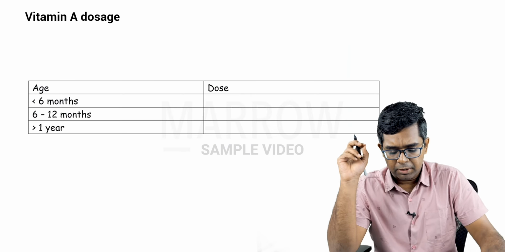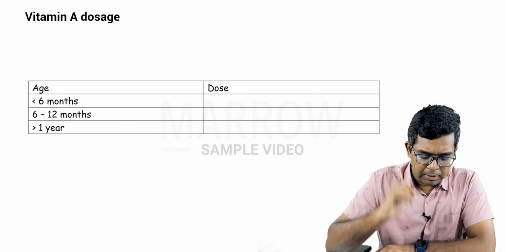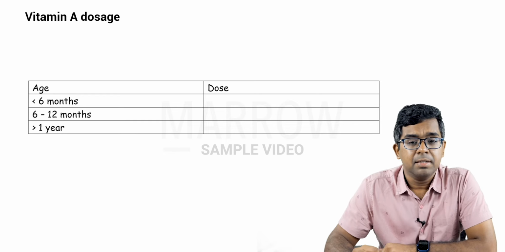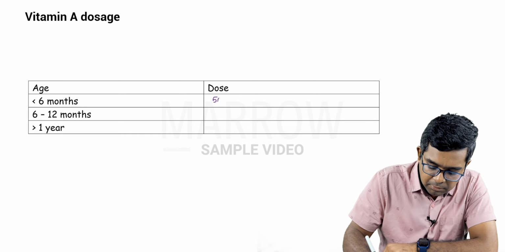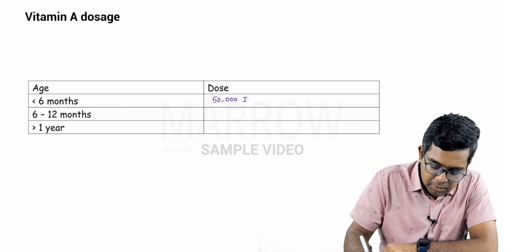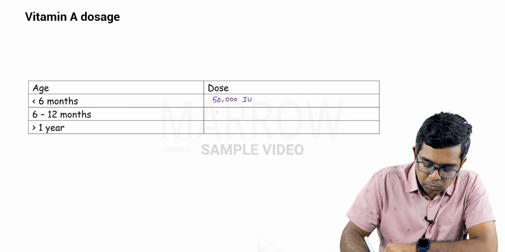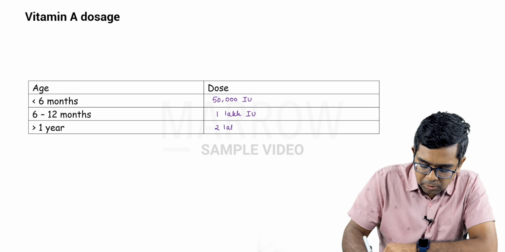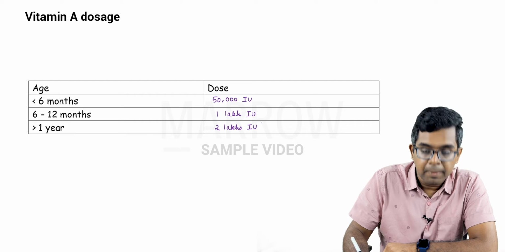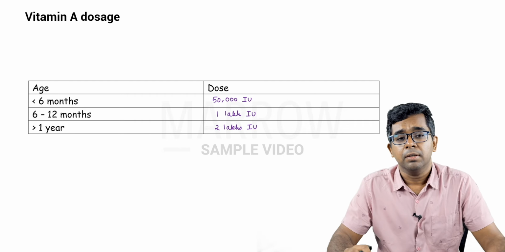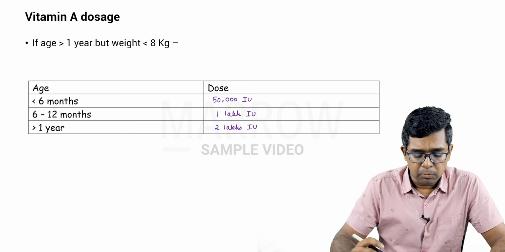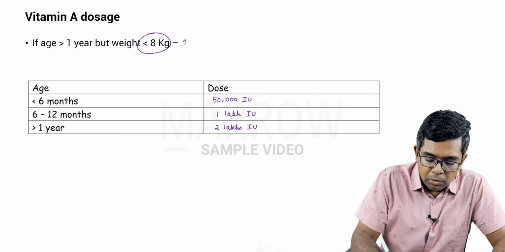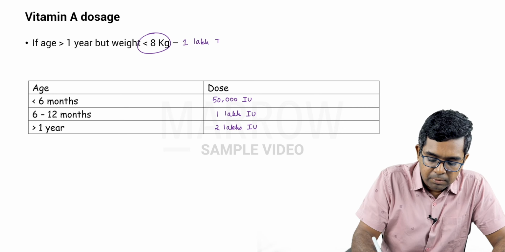And very, very important in this section is you should know about the vitamin A dosage also. It depends on the age of the child. Less than 6-month-old child, it is 50,000 international units, which is recommended. 6 to 12 months, it is 1 lakh international units. And after 1 year, it should be 2 lakh international units. However, you should also note one more thing, that if the age of the child is more than 1 year, but the weight is less than 8 kilogram, then you are supposed to use only 1 lakh international units.